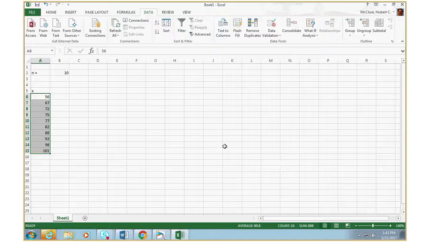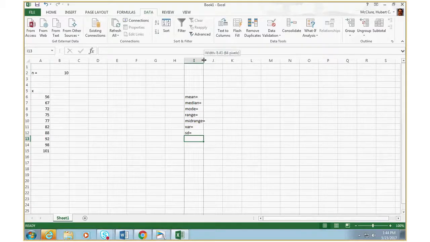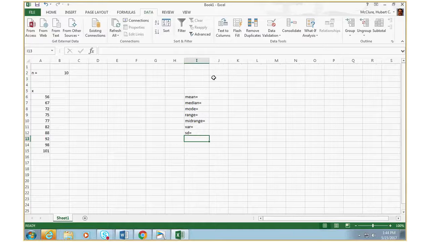I'm going to go over here while y'all are writing. I'm going to put mean, median, mode, range, mid-range. Mid-range is the same as midpoint. Variance, standard deviation. And I want you to fill out as much as you can from whatever you know from probability.